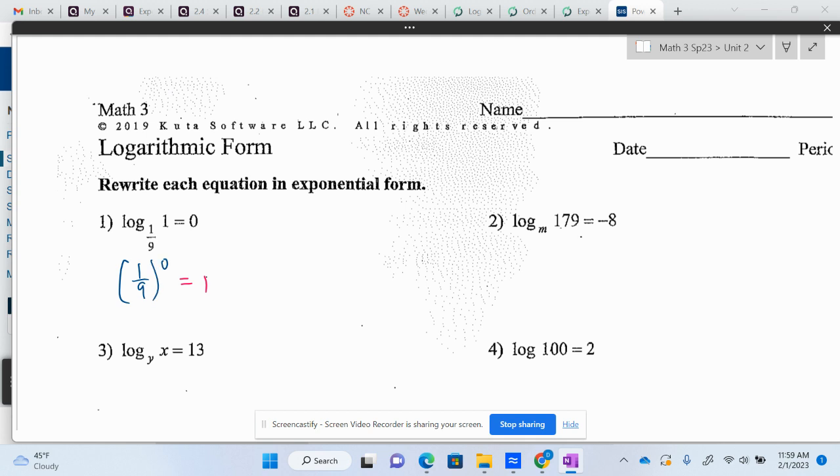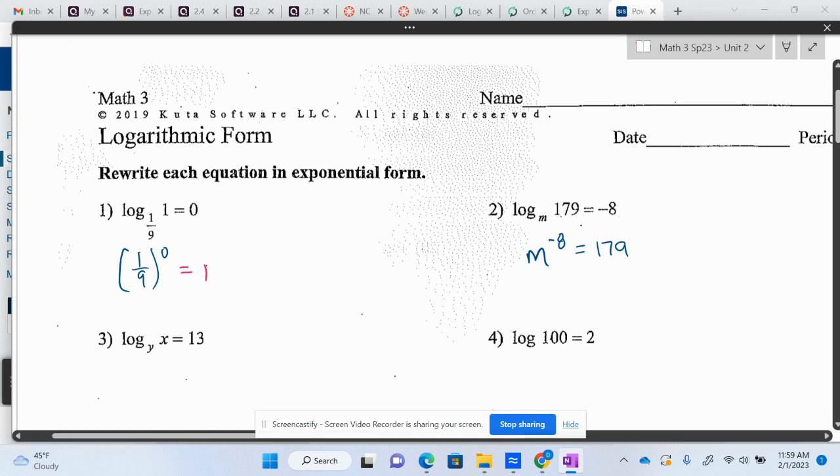Question number 2. What's my base? M to the power of what? Negative 8 equals 1/79. All we're doing is writing these in exponential form.